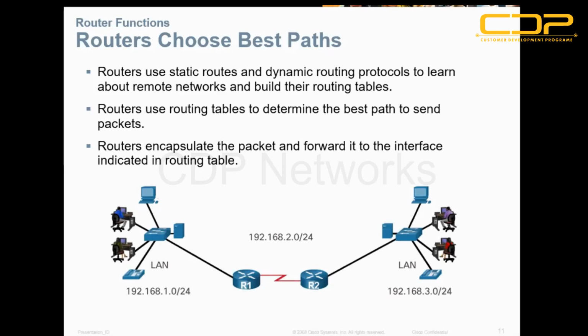The router encapsulates the packet and forwards it to the interface indicated in the routing table. Routers provide encapsulation. Encapsulation, in the sense, provides security to the data packet, right? If you send a data packet to a particular destination through the router, that data packet is securely sent via the network, right?